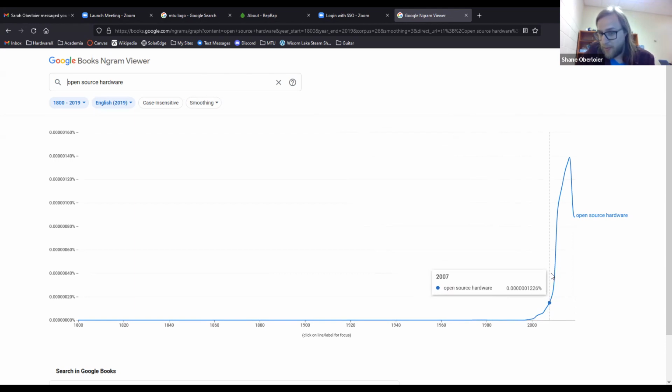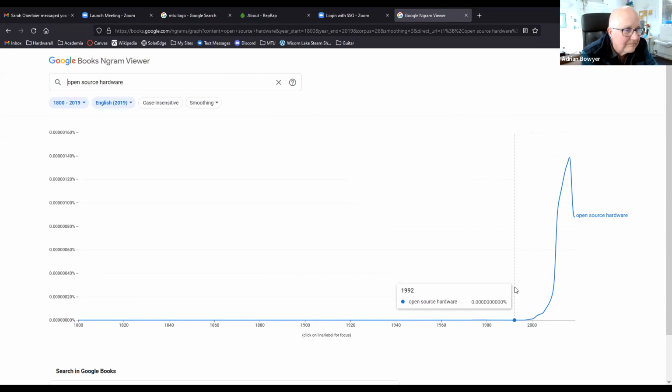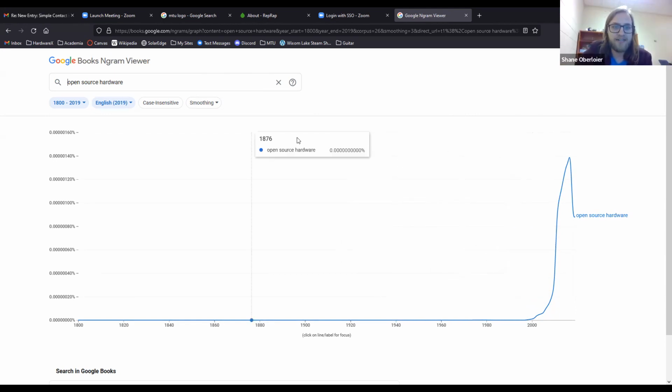But you just look at before that 2009 point, or it looks like about 2000, open source hardware wasn't even, like you said, a thing that people mention, right? It wasn't really a term.